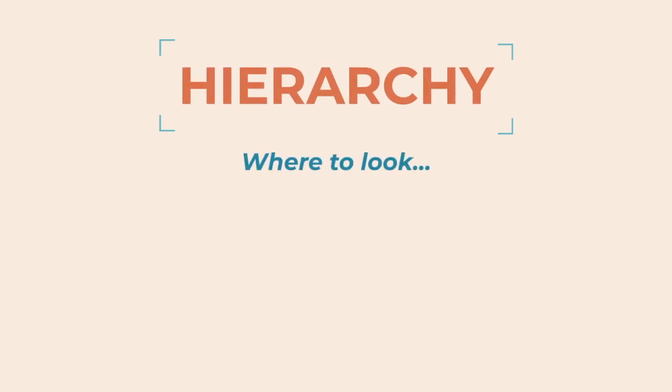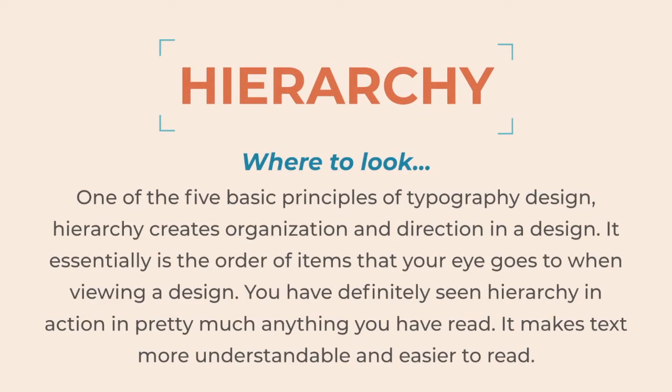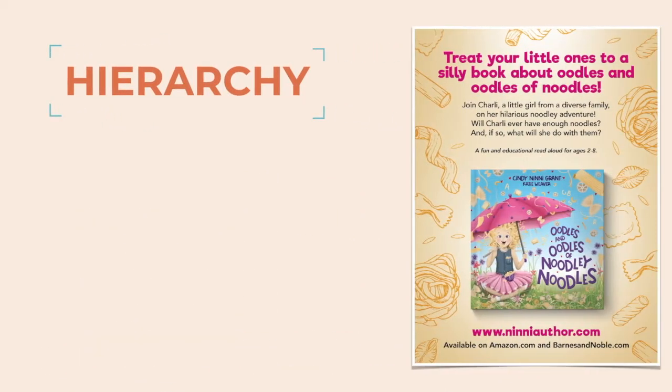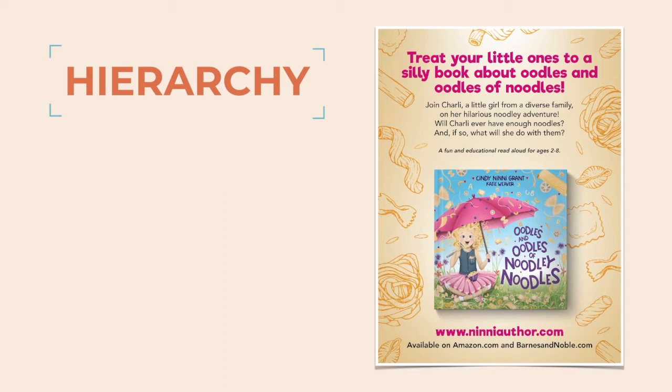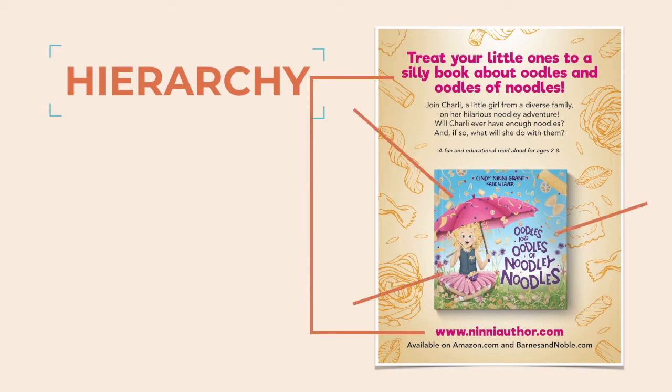Hierarchy. This is where to look. It is one of those 5 basic principles of typography design. Basically creates an organization and direction in your design. It's essentially the order of items you want the viewer's eye to go to. For example, here is a magazine ad I did. Obviously you want the headline to stand out. So I used color and font and size of font for that, and then matching it with the website, which is the call to action, and then you'll notice all the pasta is directing your eye inward towards the book.